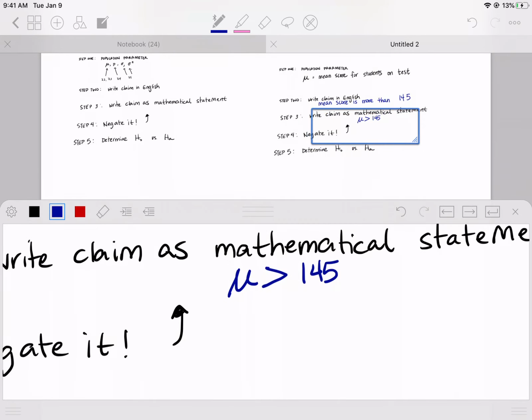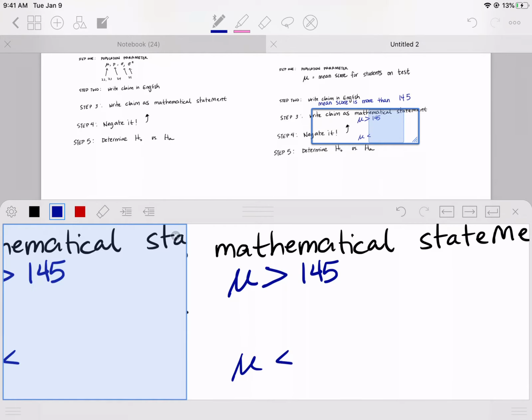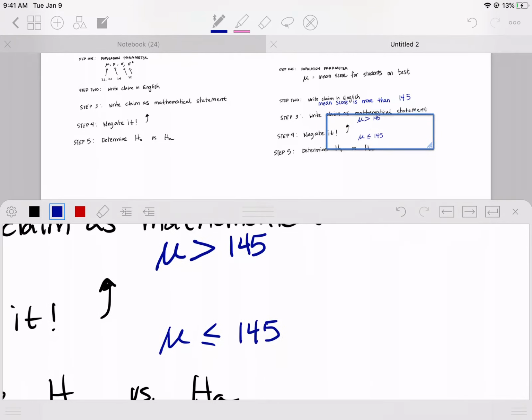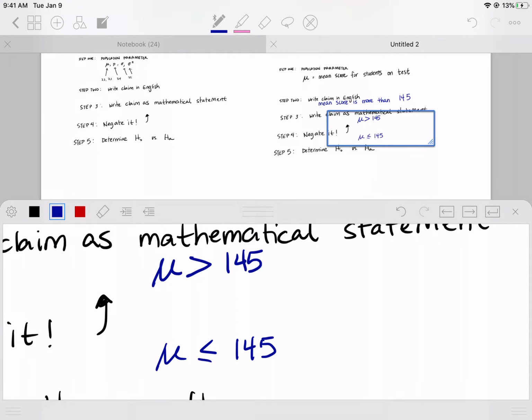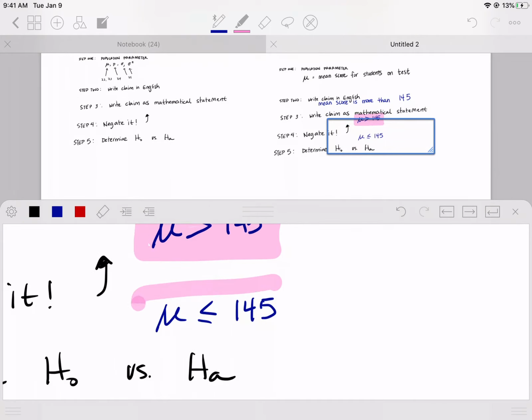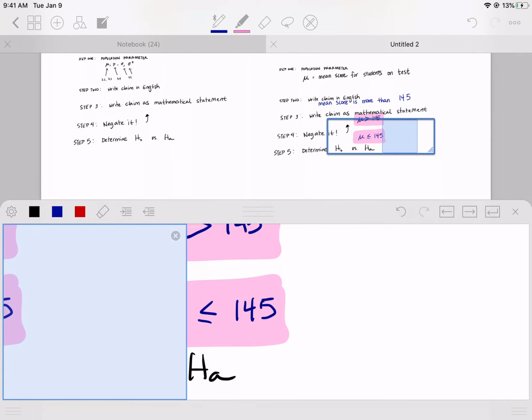Now I negate it. The negation of mu is greater than 145 will be mu is less than or equal to 145. Okay. And now, if you notice, we now have two mathematical statements. This is the first one, and this is the second one. So we have to determine which is our null and which is our alternative hypothesis.